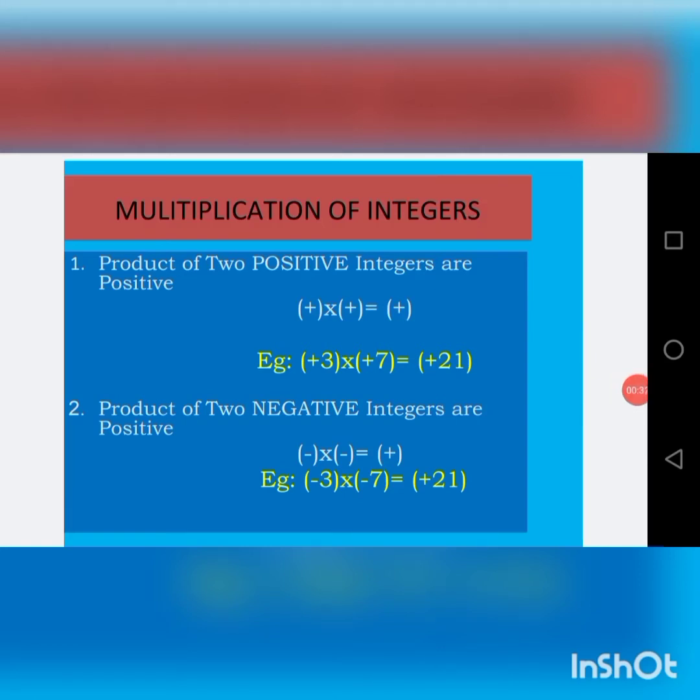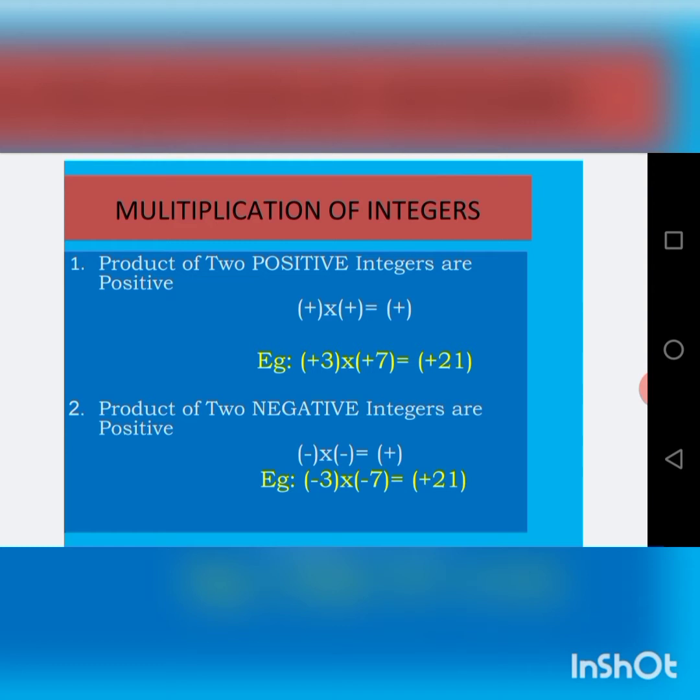Multiplication of integers. There are some rules for multiplying any two integers. The first one is that the product of two positive integers is positive. That is, plus into plus is equal to plus. For an example, let us take two integers 3 and 7. Plus 3 into plus 7 is equal to plus 21. So we will get plus 21 as the answer, that is a positive integer.